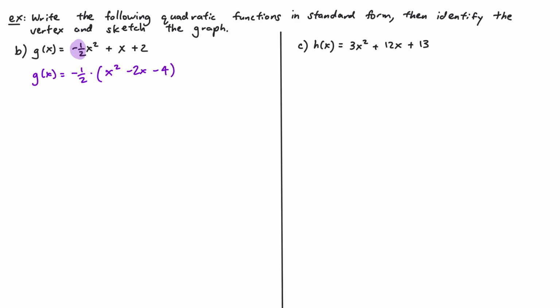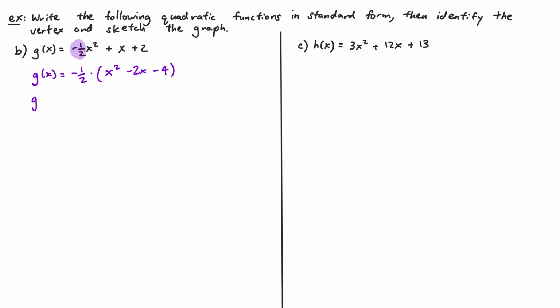And you can also check that you've done things correctly by taking the negative 1/2 and redistributing it to each of the terms inside the parentheses. If you were to do that, you should check that you end up with your original polynomial. Now that we've factored the number in front of the x squared, our next step is to complete the square.